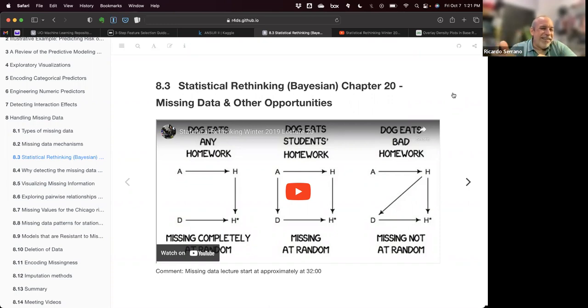In other words, in missing completely at random, you can see that the dog doesn't exist. It's just random. You are pulling it from your sleeve, right? Then there are other situations where there's missing at random and there's missing not at random. So it's a very interesting explanation of what we have discussed already. And the lecture is by the author himself, Richard McElreath. Very good. All the chapters are explained by him. They are on YouTube. Very good.